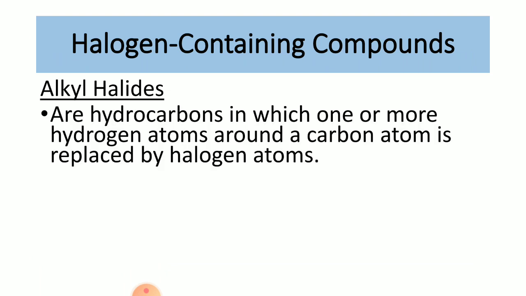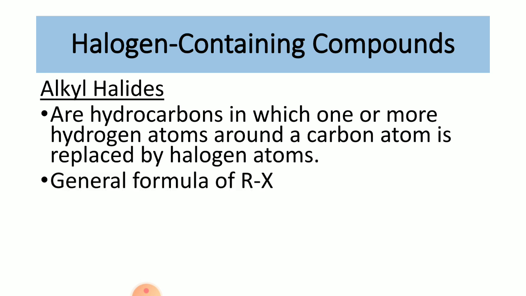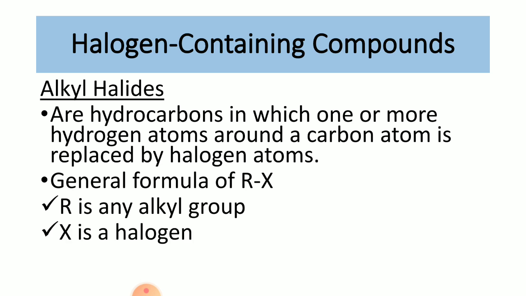Alkyl halides are hydrocarbons in which one or more hydrogen atoms around a carbon atom have been replaced by halogen atoms. So they have the general formula RX, where R is any alkyl group. The alkyl group is the hydrocarbon, which includes carbon and hydrogen, and X is a halogen. A halogen includes fluorine, chlorine, bromine, iodine, and astatine.